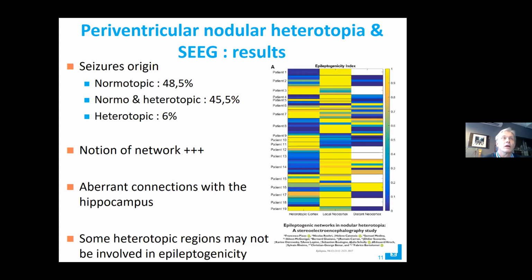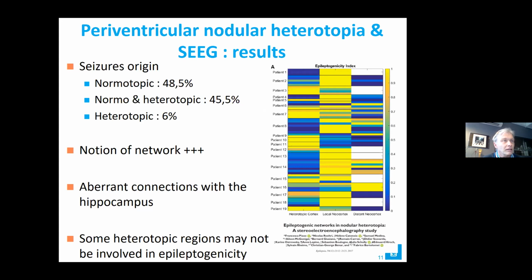So what we found, and these results are shared by many literature data, is that the seizures take their origin in the normotopic cortex alone in a little bit less than half of the cases, in both normal and heterotopic cortex in 45% of the cases, whereas the seizure onset zone is in isolation located in the heterotopia alone in only 6% of the cases.